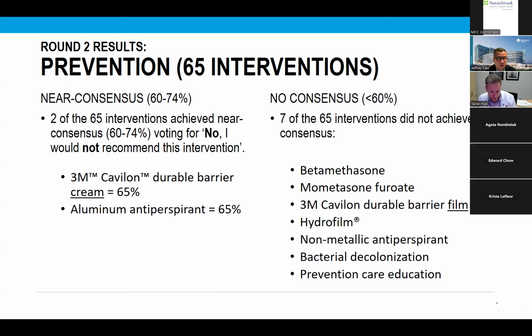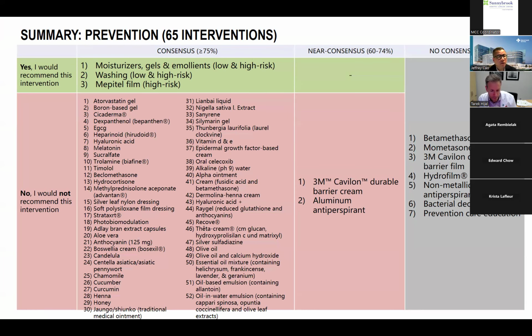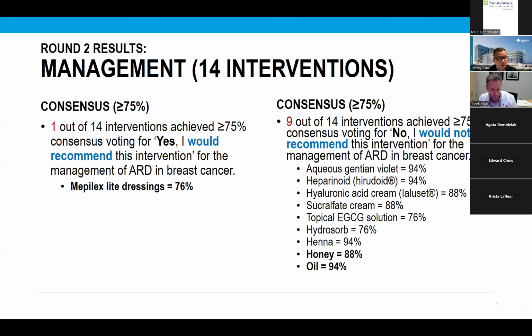There was no consensus about betamethasone, mometasone, interestingly enough, despite our talk about Alice Ho's paper there. The 3M Cavilon Barrier Film, which is different from the cream, and hydrofilm, which is along the lines of Strata XRT, are barrier films that maybe aren't as familiar within the Canadian landscape. And then bacterial decolonization, which is also interesting, and prevention care education. So this is a summary of round two for prevention.